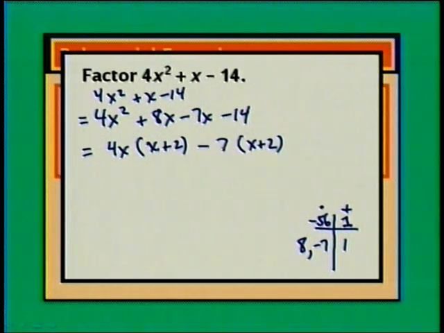So I have 4x times x plus 2 minus 7 times x plus 2. These two terms have a common factor of x plus 2. And when I factor out the common factor of x plus 2, I leave behind a factor of 4x from the first term and a factor of minus 7 from the second term.